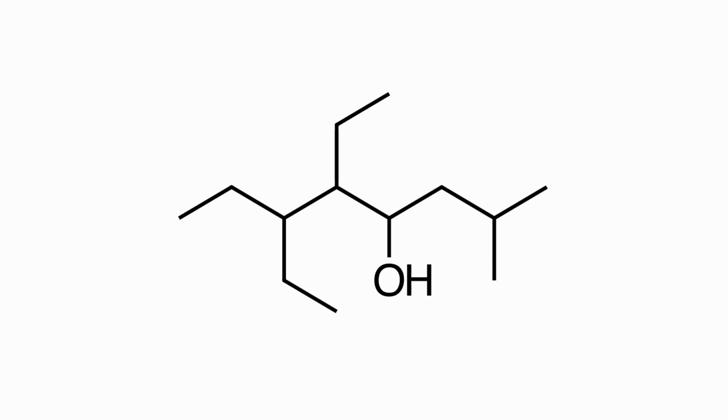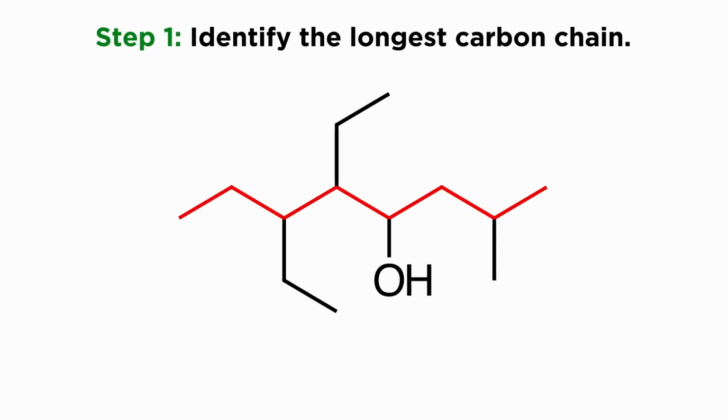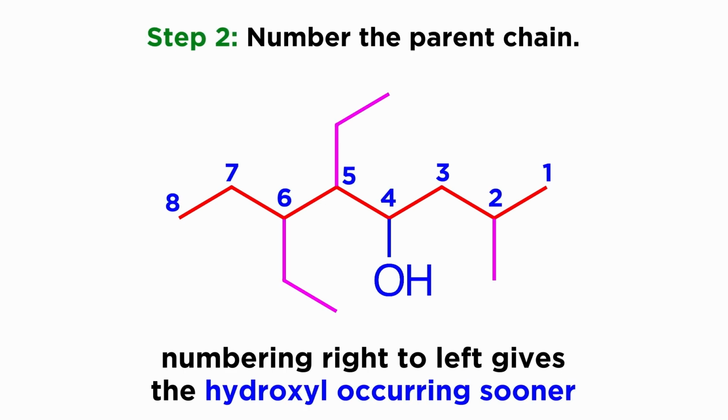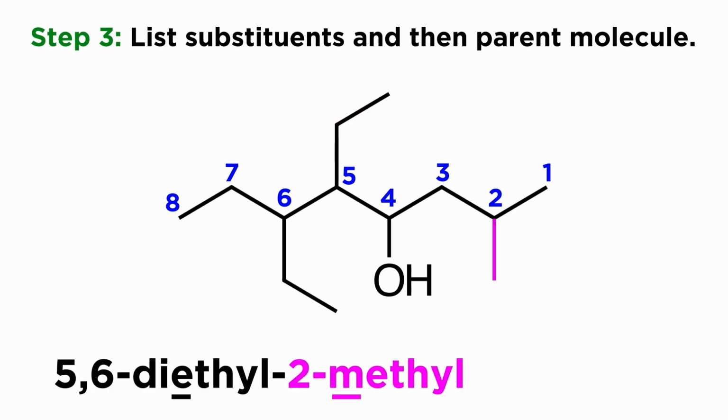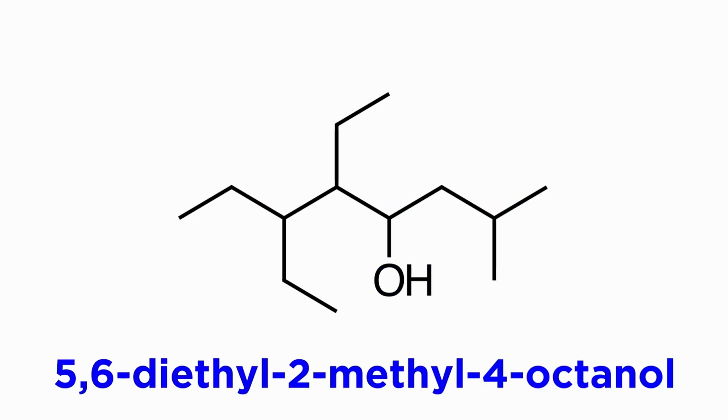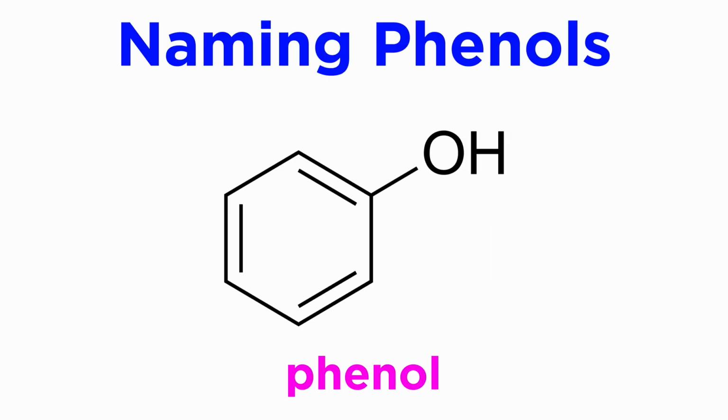Let's try one more example. Identifying the longest chain, we see this 8-carbon chain here. This gives us 2 ethyl groups, a methyl group, and the hydroxyl group. Numbering right to left gives the hydroxyl the lower number, so let's go ahead and number it that way. Now we list everything in the correct order. We start with 5,6-diethyl, next is 2-methyl, and we wrap up with 4-octanol. 5,6-diethyl, 2-methyl, 4-octanol.